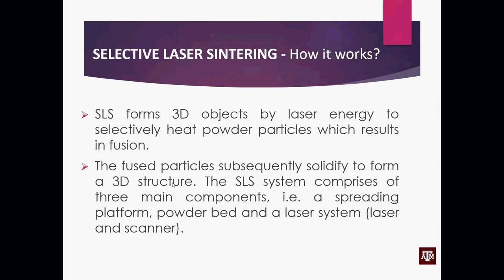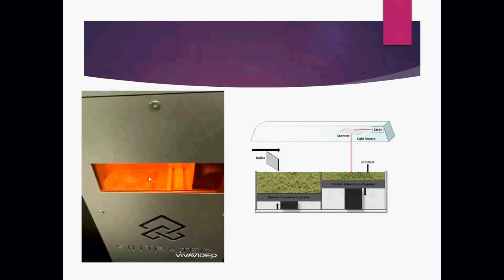SLS forms a 3D object by using laser energy to selectively heat powder particles, which results in fusion. I will now show one video showing the three parts of the SLS system. You have three component parts: the spreading platform, the powder bed, and the laser system. So we have the powder, the spreading roller, and the laser system that you use to create your tablet.